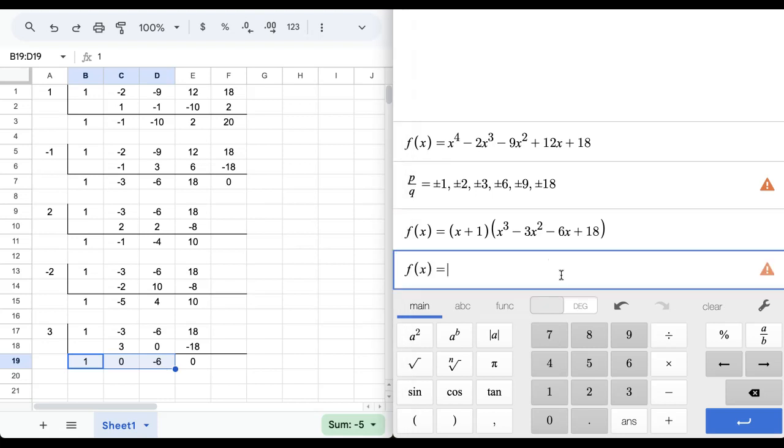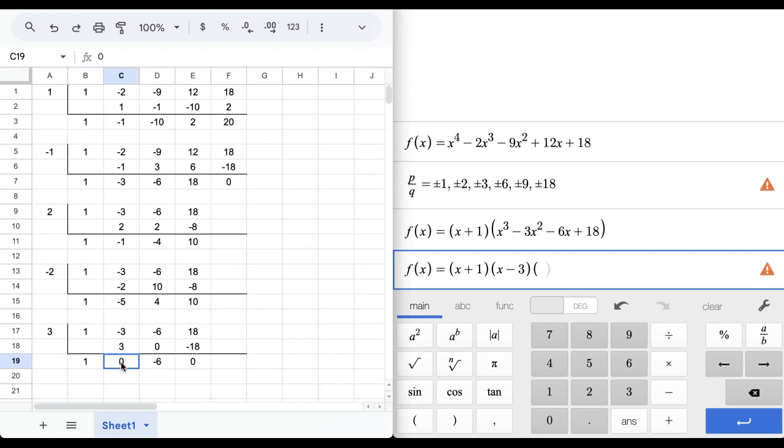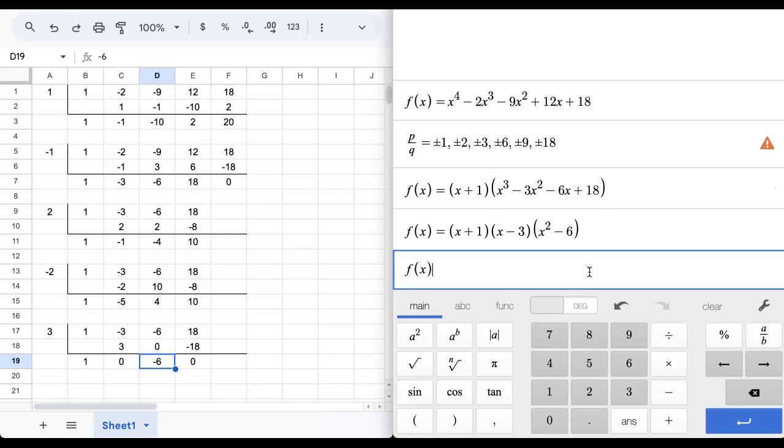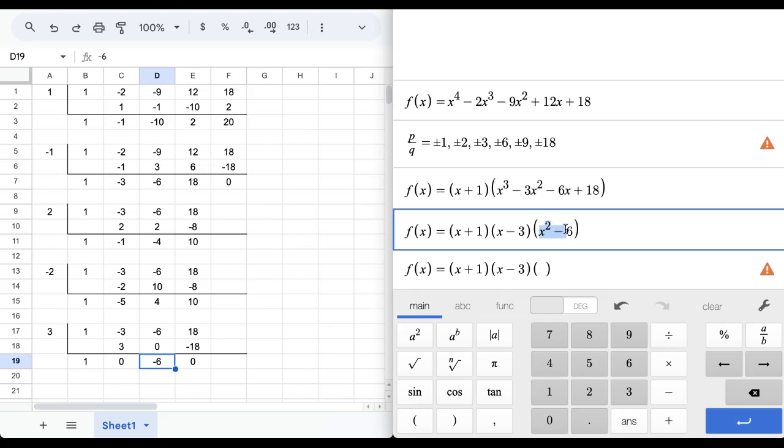So we can update f of x into x plus 1 stays the same. We found a new 0 of 3, so we can have it as x minus 3. And then this will translate to x squared plus 0x minus 6, which is the same thing as x squared minus 6. Okay, so we have 2 of the zeros, negative 1 and 3. We should be able to factor this further into this. This is a difference, well, not exactly a perfect square, but it is a difference.